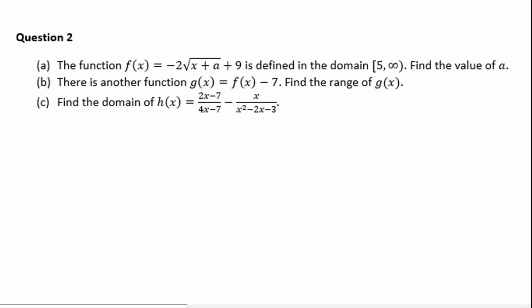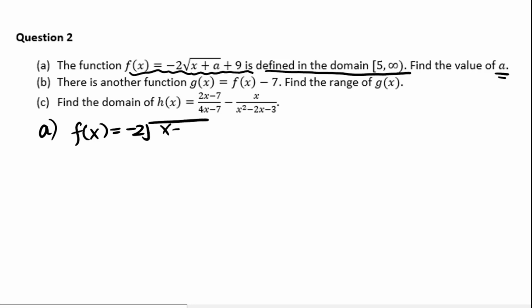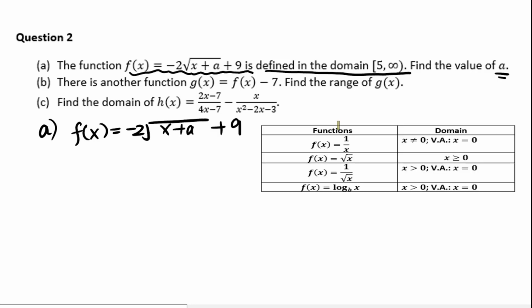A, the function f of x equals negative 2 square root of x plus a, plus 9, is defined in the domain bracket 5 to infinity. Find the value of a. For f of x equals negative 2 square root x plus a plus 9, for the restricted domain of square root function, we have to make sure the radicand is greater than or equal to 0. In other words, the number in the square root must be greater than or equal to 0.